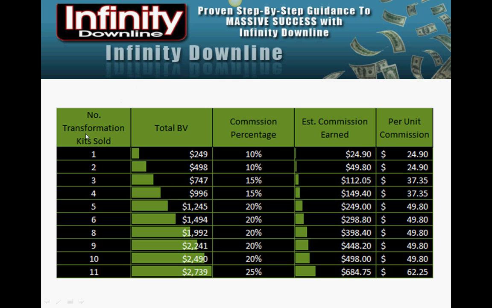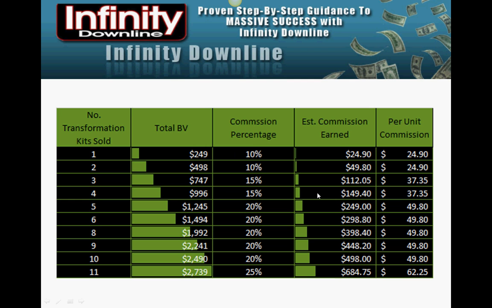Now let's look at this right here. This company has a very popular transformation kit that has a $250 purchase price. And we look right here, we've got 10% commission earned off that sale. The commission earned is $25. As this goes up, it gets a little bit higher. But look, if you're doing $3,000 in product sales and you're earning 25%, you're only earning $684. So pay real close attention to these commission percentages right here.